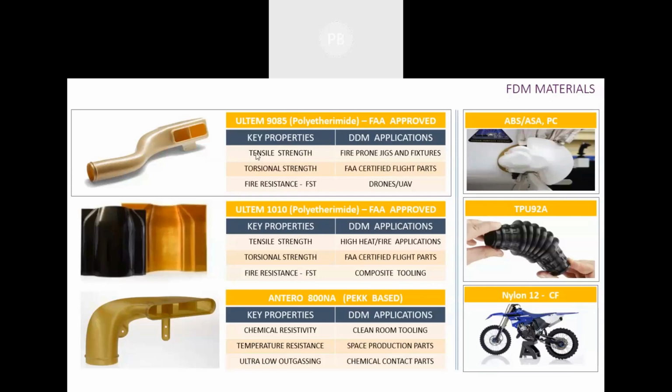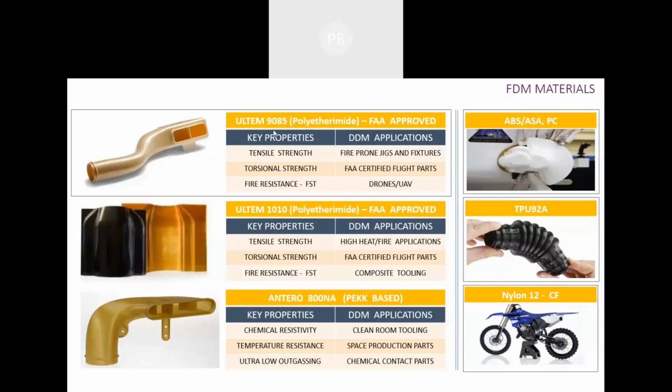Then there are three categories of very special purpose materials, of which one is Ultem 9085, a polyetherimide based material. It is FAA approved. These parts can be directly used in automotive, aerospace, and railway. These materials are railway, aerospace, and automotive certified, so they have been tested for automotive, railways, and aerospace. You can directly use this part in aeroplanes. We will share some case studies where they have been used in the coming slides.